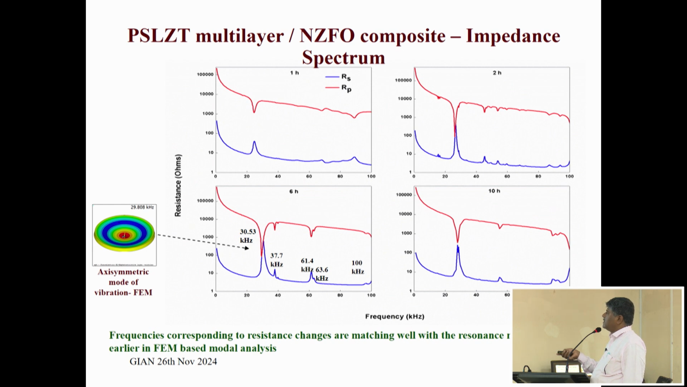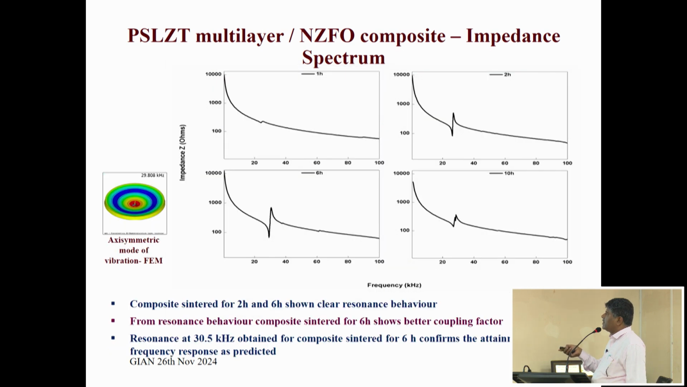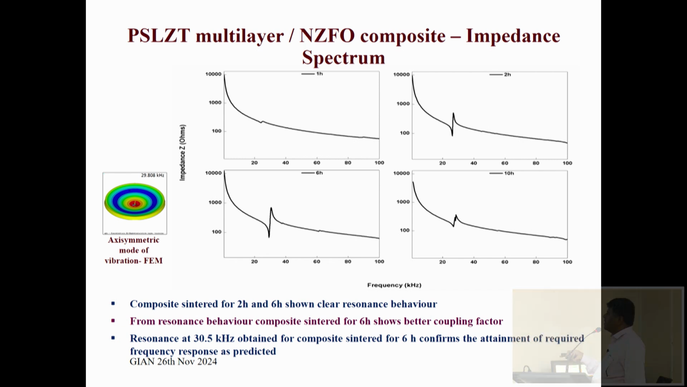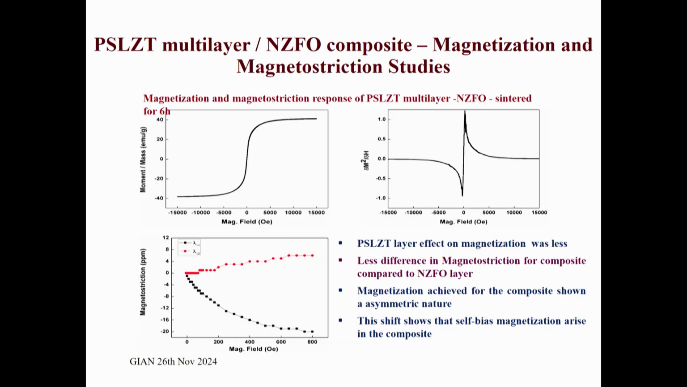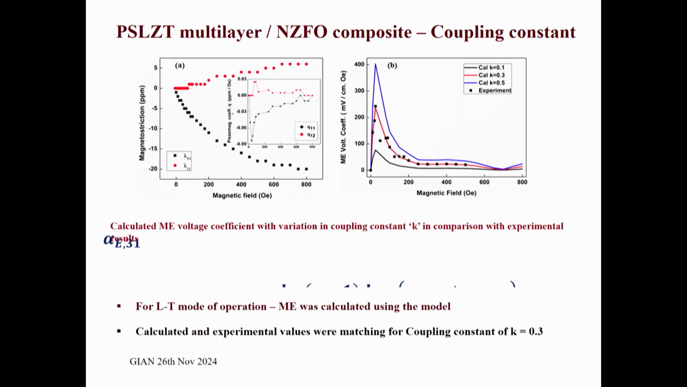So, this is the resistance recorded as a function of frequency, and you get the resonance peak at a particular frequency, that is the axisymmetric mode of vibration. And this is again the ME performance of this. The ME performance of the layered structure is much improved as compared to the particle composites. Again the magnetization behavior, and this is the magnetization behavior, this is the detailed analysis. Okay.